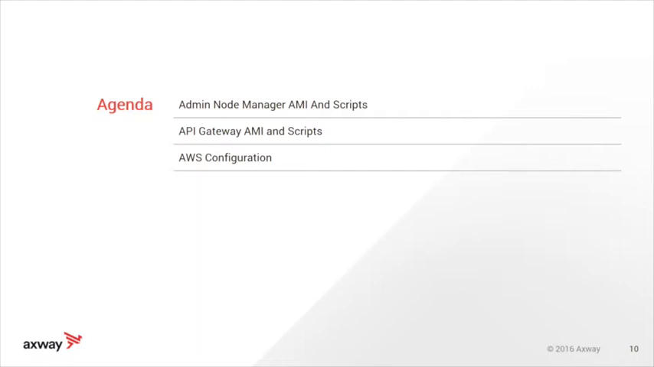We will also look at AWS configuration, to name two. One is the autoscaling group and the second is the launch configuration. So we'll look at how to configure them and how they help in autoscaling.